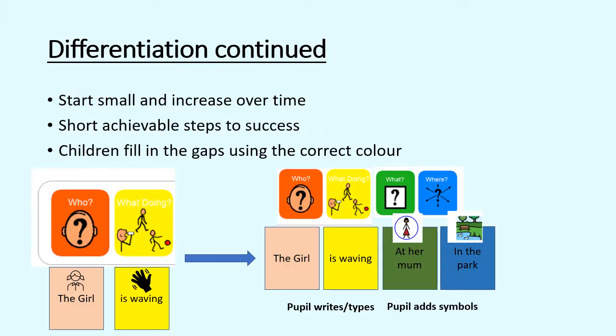You can break down the colourful semantic strip even further. So on the left-hand side, you can see that the pupil is only expected to identify who is doing what. On the right-hand side, the child is expected to type or to write the answers. So they're filling in the gaps of a sentence, still using the colour codes as a prompt.